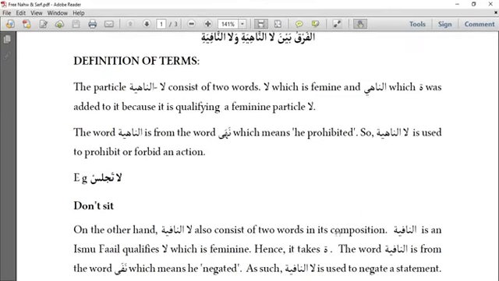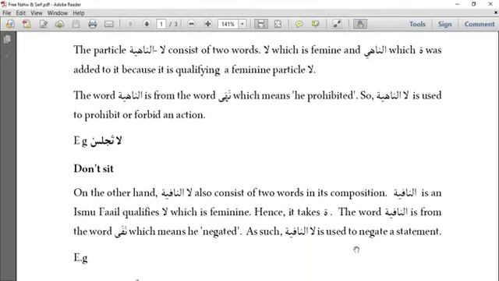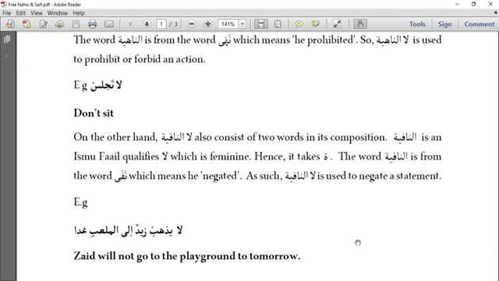So La is used for negation. What La Nafia is used for is to negate. La Nafia is basically used to negate a statement. When you say a statement in the positive form and we want to negate it, we use La Nafia to negate.